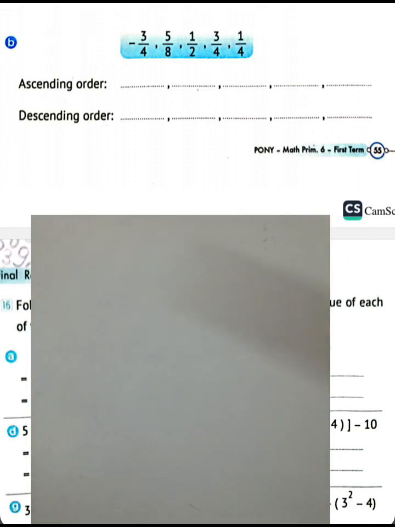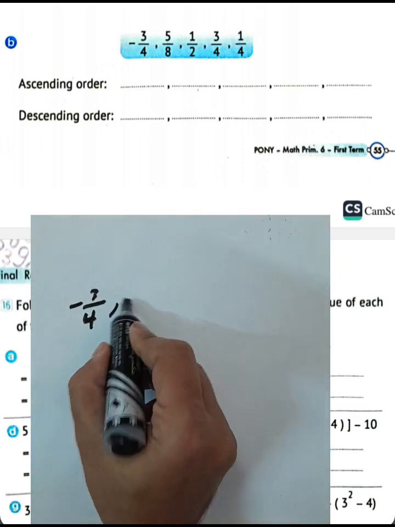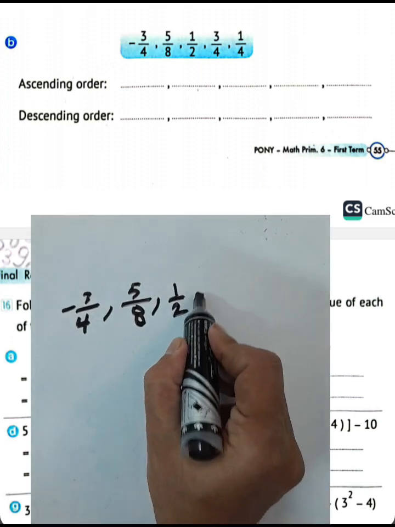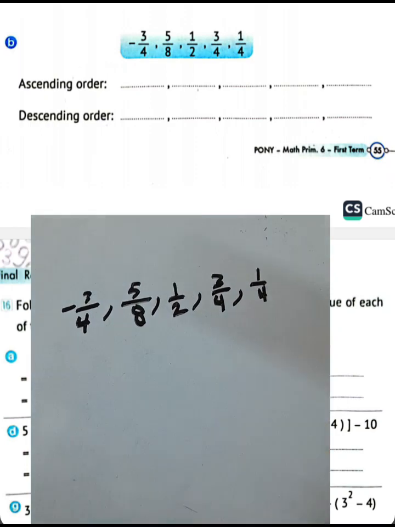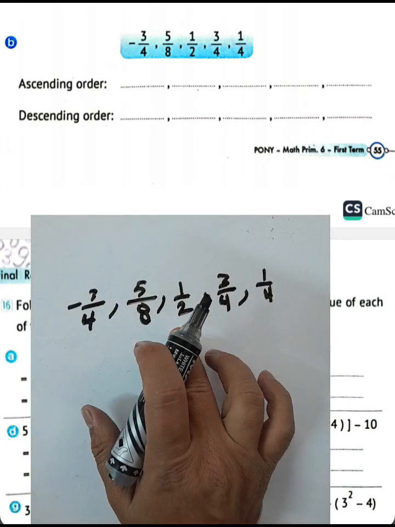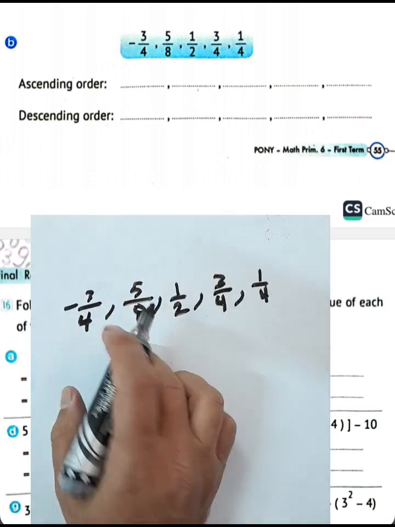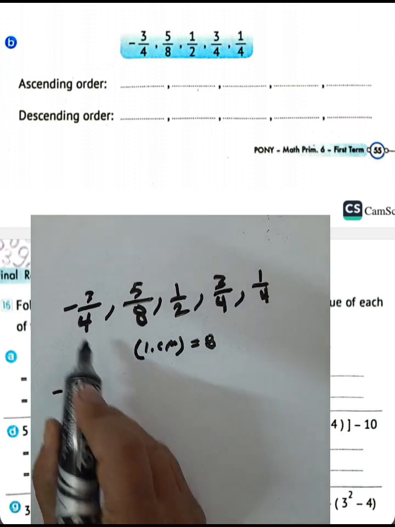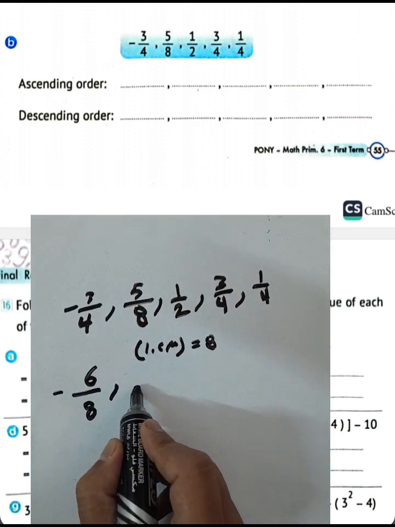We have fractions here. You must find the least common multiple of all the denominators. We have negative 3 over 4 and 5 over 8 and 1 over 2, 3 over 4 and 1 over 4. We can convert these numbers by finding the least common multiple of all denominators. It will be 8. Least common multiple equals 8. Then we must convert these numbers. It will be 8 here. 2 times 4 equals 8, and 2 times 3 equals 6.